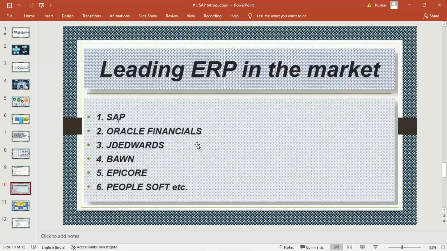If you talk about Fortune 500 companies, almost 95% of the shares are acquired by SAP only, right? Oracle Financials, long back, when SAP used to have 40% or 45% market share, Oracle Financials were around 25%. Right now it has fallen to 12% or maybe 11% only. SAP has increased too much, right?